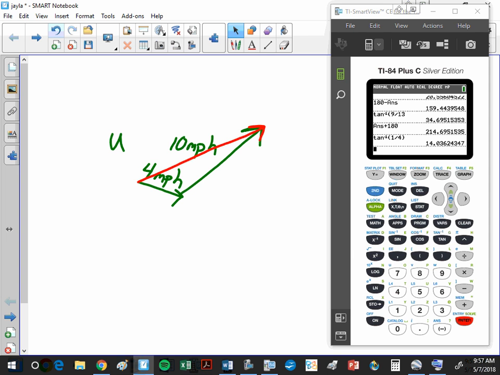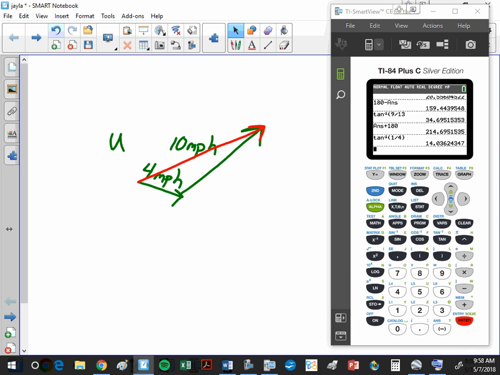So that red vector shows us which direction the drone will be flying because it has taken into account both forces. You're telling it to go one direction at a certain speed, and the wind is telling it to go another direction at a certain speed, and the end result is that red vector.